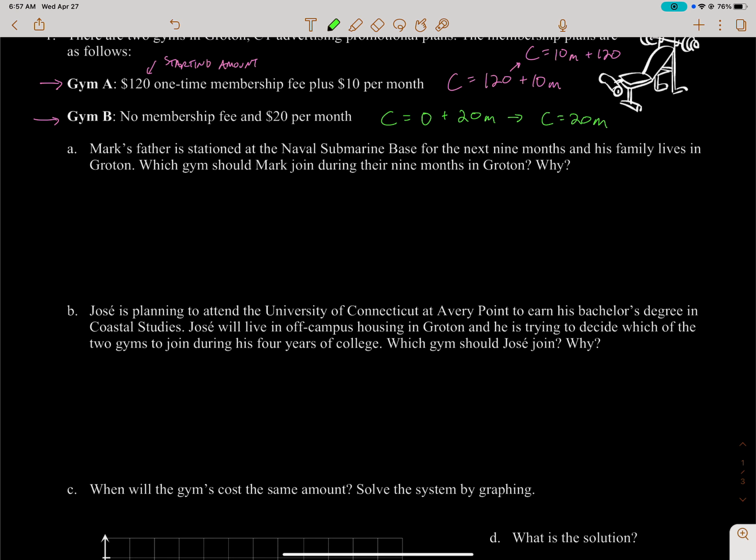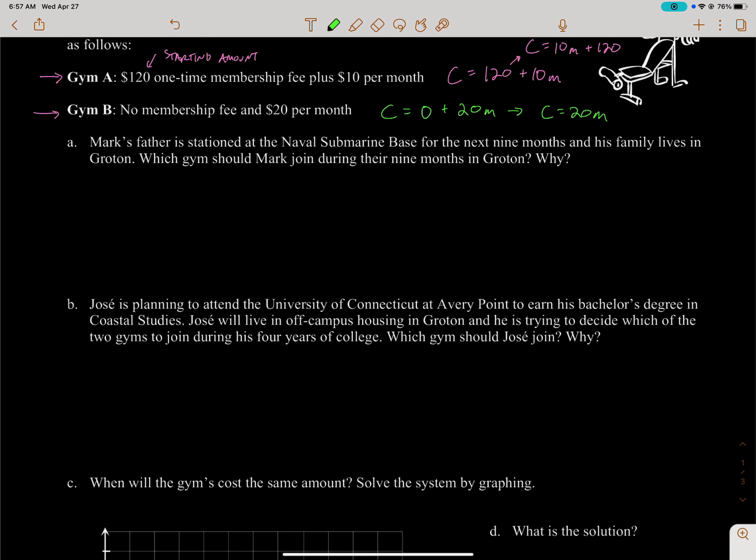Mark's father is stationed at the Naval Submarine Base for the next 9 months. So 9 months is the key here. And his family lives in Groton. Which gym should Mark join during their 9 months in Groton? So you're just going to plug 9 in for months and see how much each one costs.